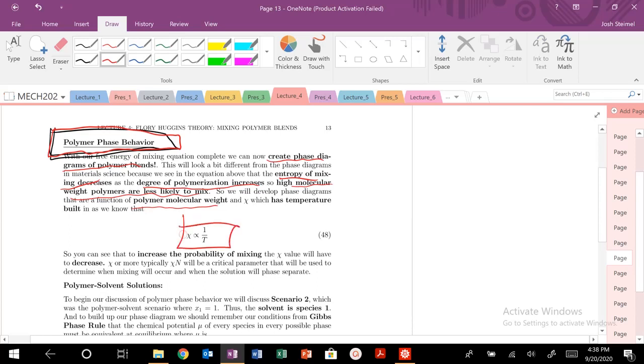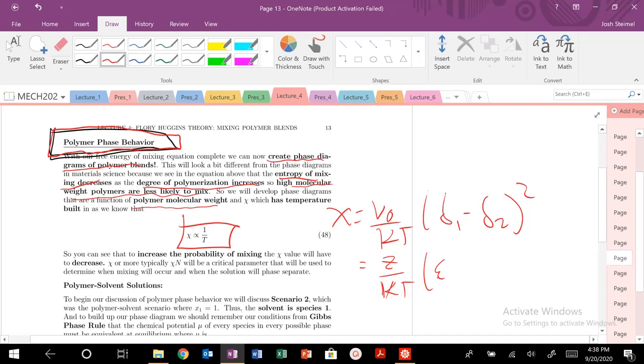And we should always keep in mind this relationship between chi and 1 over T. Remember, chi has two forms that we've been working with previously. One of those is the Hildebrand expression: our monomer volume over kT times (solubility parameter 1 minus solubility parameter 2) squared. More generally in terms of energy, it is equal to z over kT times the energy term, energy 12 minus one half of energy 11 plus energy 22.